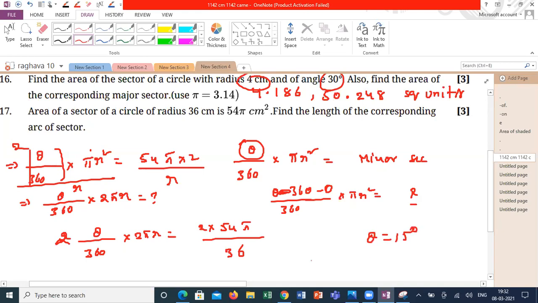What is the length of the arc, Niranjan? Sir, I got 3 pi, sir. When I substituted the value for pi, I got 9.42 centimeters. Yes, sir. 3 pi centimeter is the right answer. Or you can multiply 3 into 3.14. Anything, your wish.